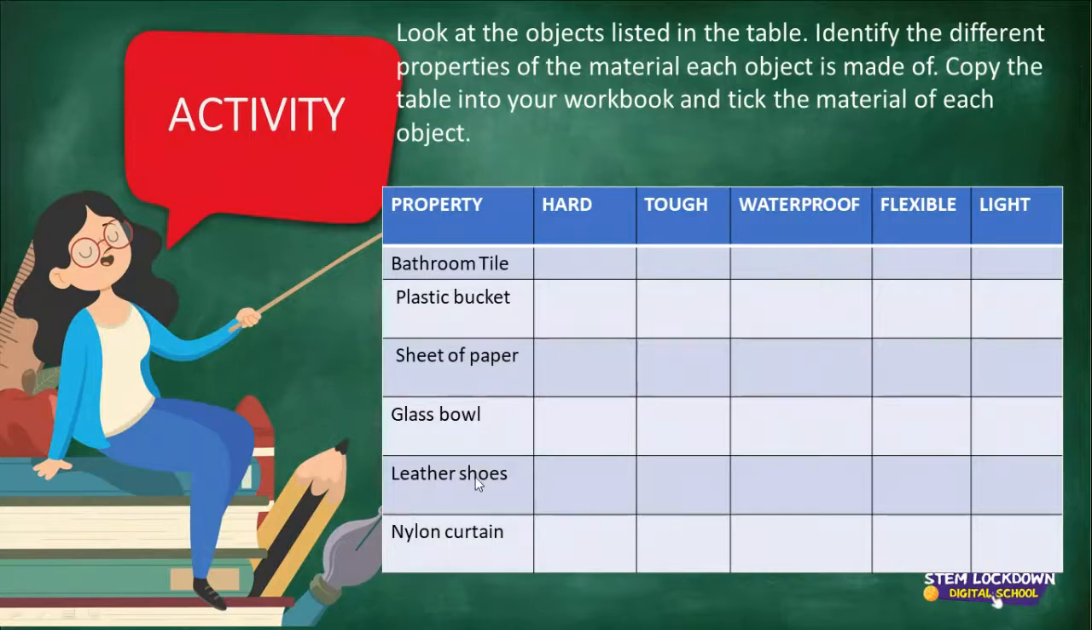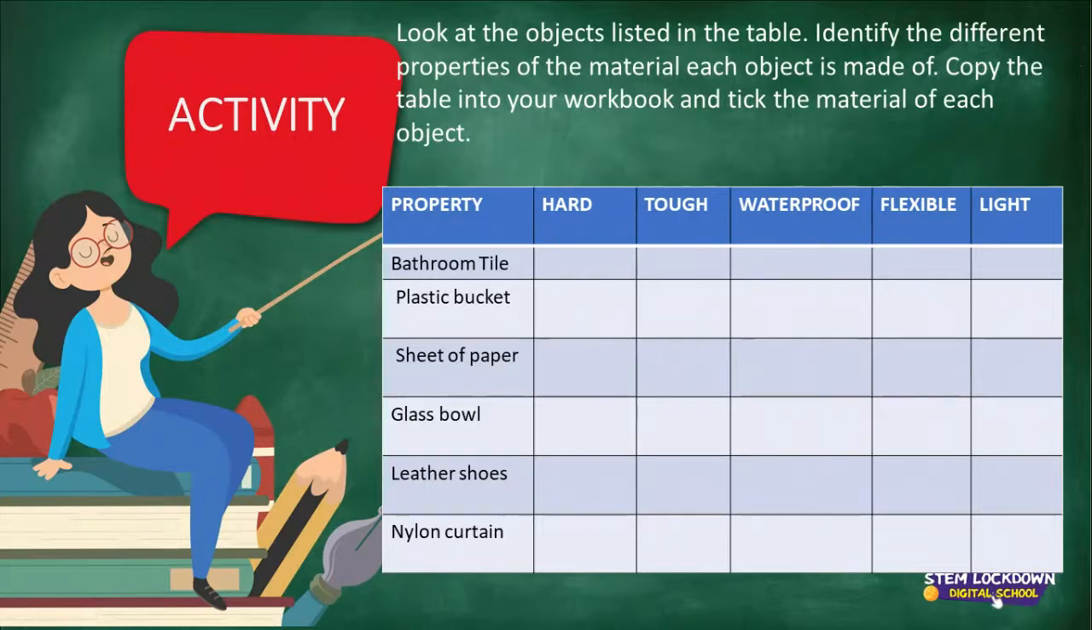leather shoes, nylon curtain. Then you'll see the ticks that these things have different hardness, toughness, waterproofness, flexibility, and lightness and heaviness. So this shows that, for example, I can come to nylon curtain to see if it's hard. Let me take the last one, nylon curtain, or any curtain that you have at home.